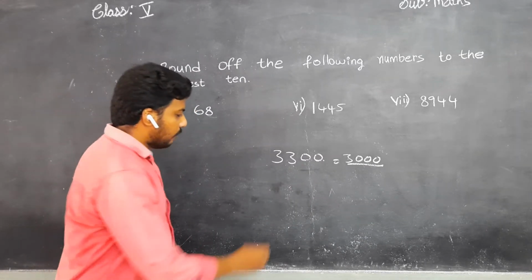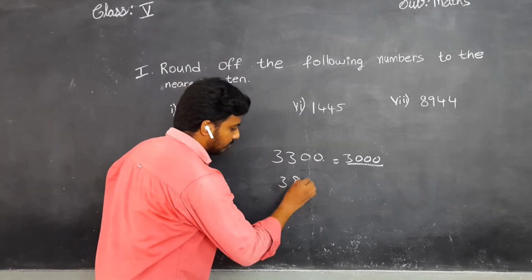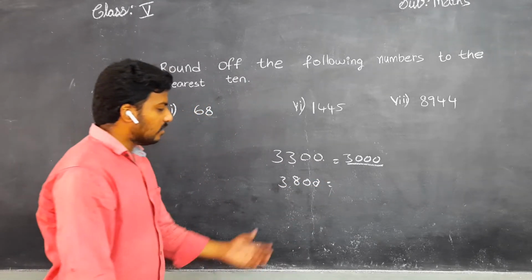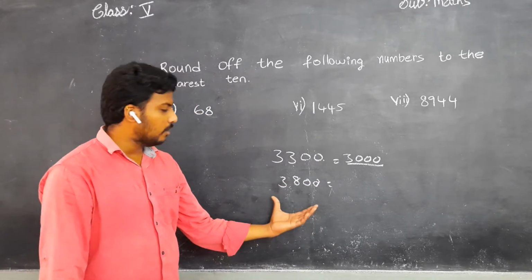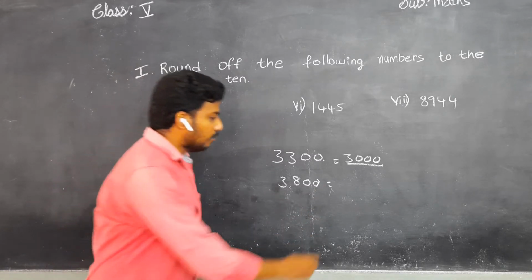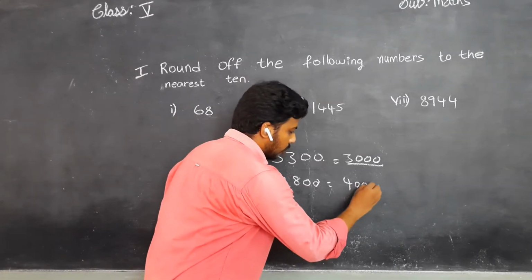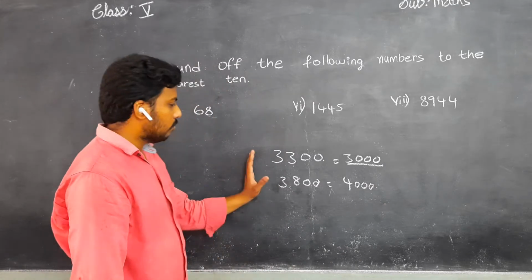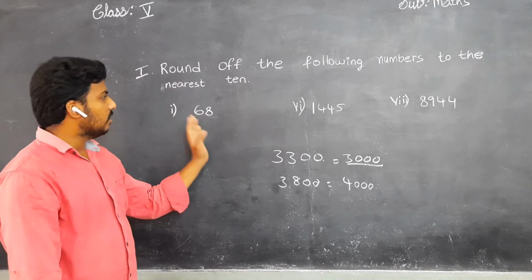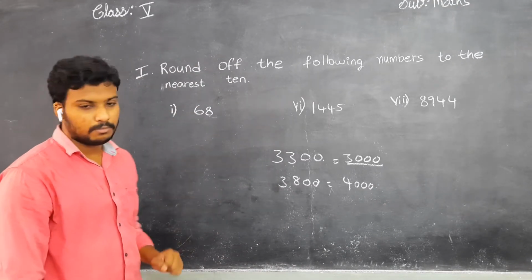Understand, children? Similarly, for 3,800, what is the nearest round off value? Nothing but 4,000. So if you want to know the round off concept, we will make it clear.